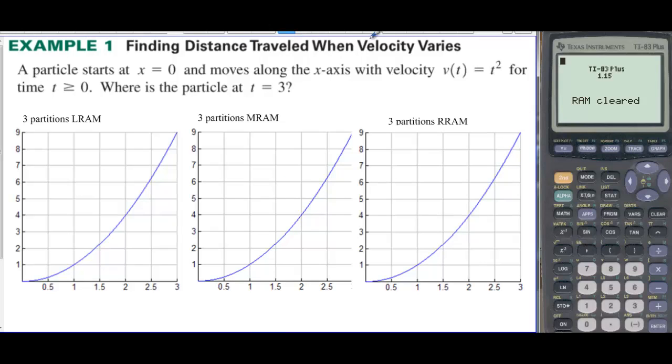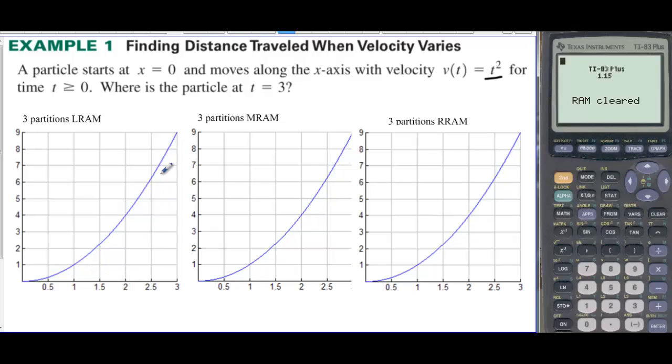Finding distance traveled when velocity varies. A particle starts at x equals 0 and moves along the x-axis with velocity t squared for time t greater than or equal to 0. Where is the particle at t equals 3? So in other words, how far has the particle traveled after 3 seconds or hours or whatever we're using? But the velocity is going to vary. It's not going to be constant.